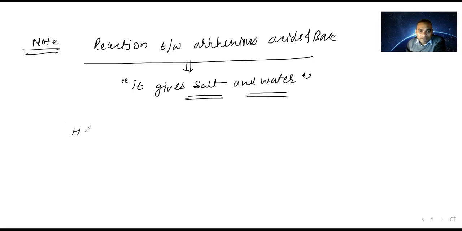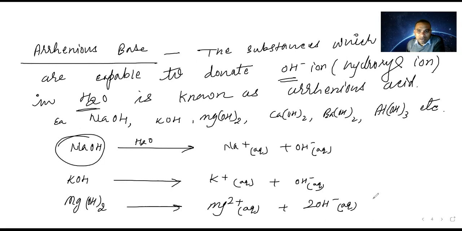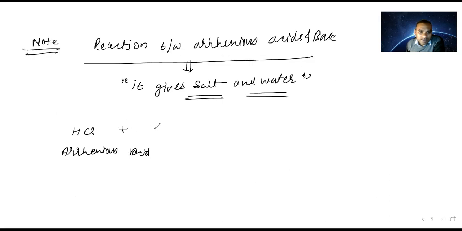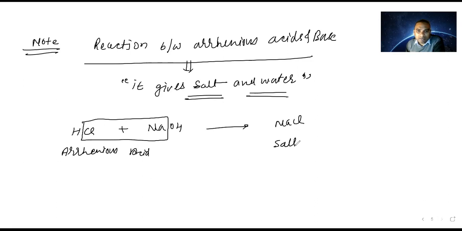Let's have a look at it. Suppose I have the Arrhenius acid HCl. Now, just now we wrote the Arrhenius bases. So many bases we wrote here. I am taking NaOH as the Arrhenius base. So what is going to happen here? They combine and give NaCl, which is the salt, and another product, H2O. So it is salt plus water. Any Arrhenius acid combined with an Arrhenius base is going to give salt plus water.